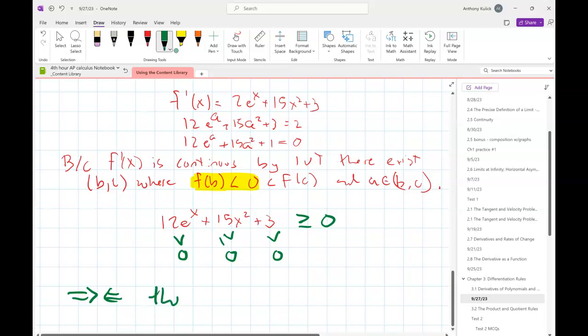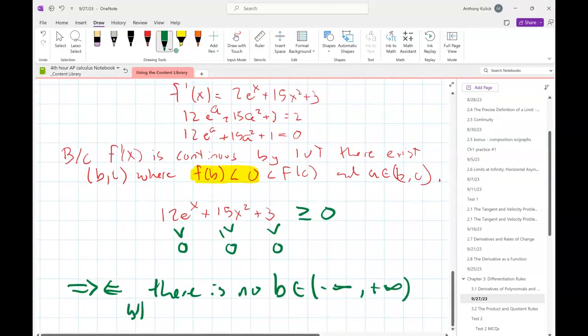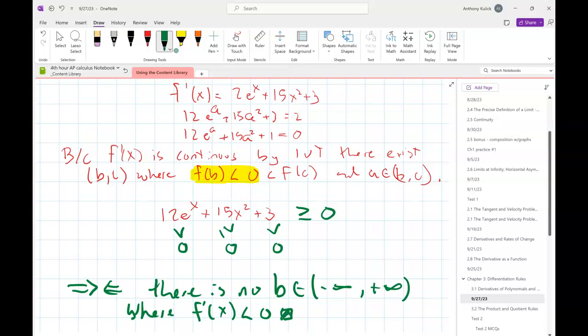There is no b in the real numbers where f prime of x is less than 0. Hence, there can't be any place where I have a slope of 2. And I lost everybody saying this, didn't I?